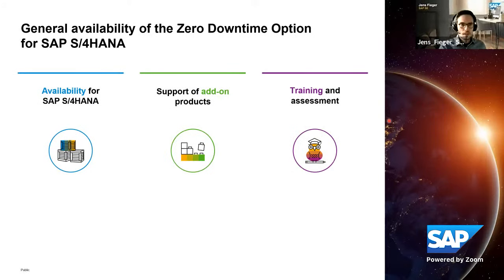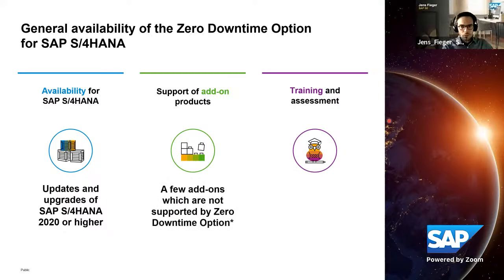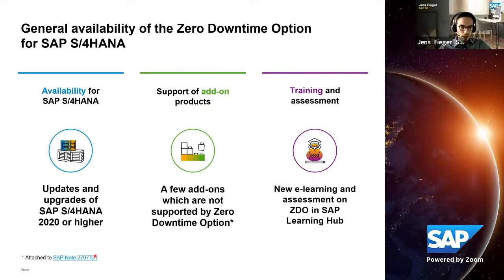That leads me now to the availability of ZDO for S/4HANA. I said we have introduced zero downtime for SAP S/4HANA last year as general availability. For updates and upgrades, with respect to which add-ons can run on my SAP S/4HANA system and are supported for ZDO, there is a handful of add-ons that are currently not supported. They are attached to the main SAP note. As I said, that's really a good starting point to get familiar with the prerequisites and restrictions for ZDO.